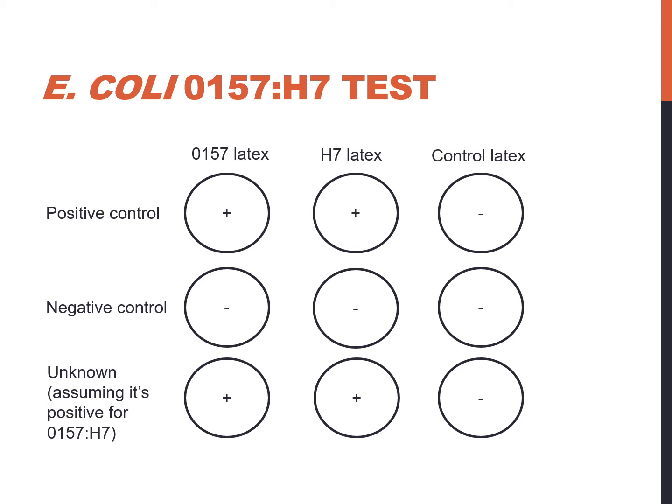Okay, you can see that our positive control with the O157 latex is positive, and our positive control with the H7 latex is positive, and it should be negative with our control latex. Our negative controls are going to be negative for O157, H7, and the control, and then assuming our patient is positive for O157:H7, it'll be positive for the O157 latex and also the H7 latex.